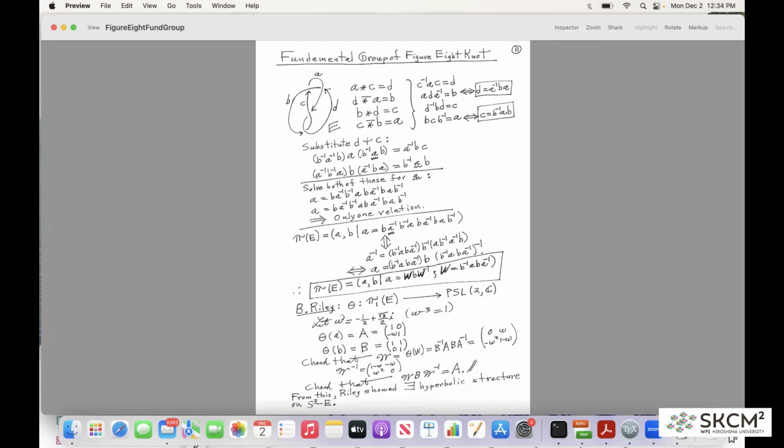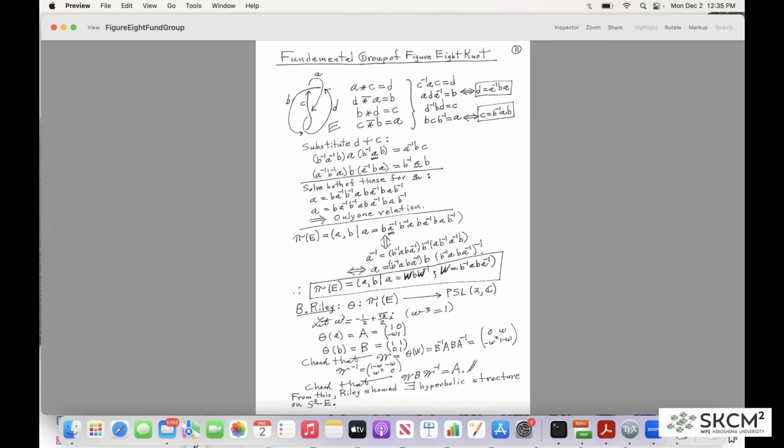Okay. I'll make sure this is in our reference list for you. Yeah, but the point is that you can then write the fundamental group as one relation, and if you look at that one relation, you see that it can be written in the form A is equal to W inverse, and W is B inverse A B A inverse. A very nice presentation of the fundamental group.